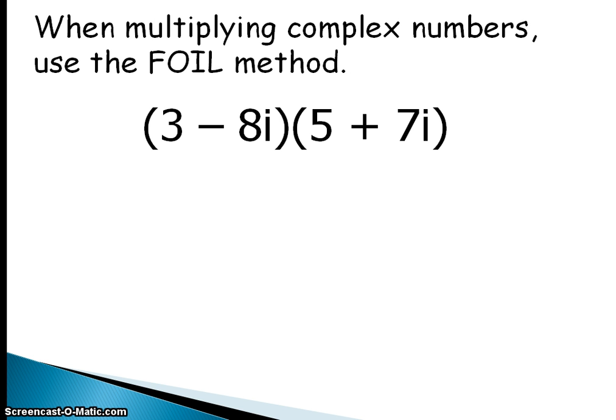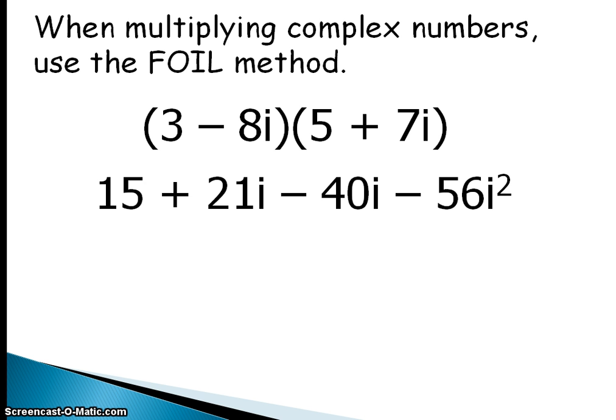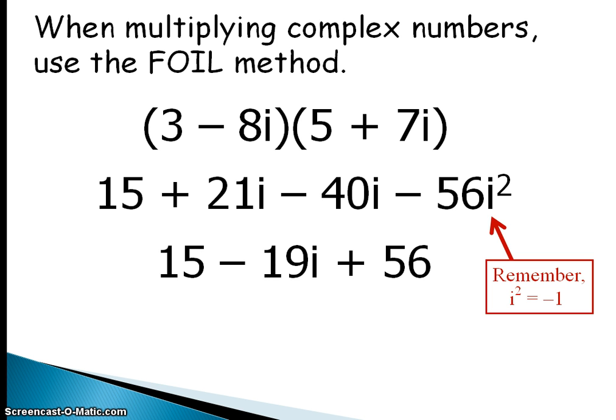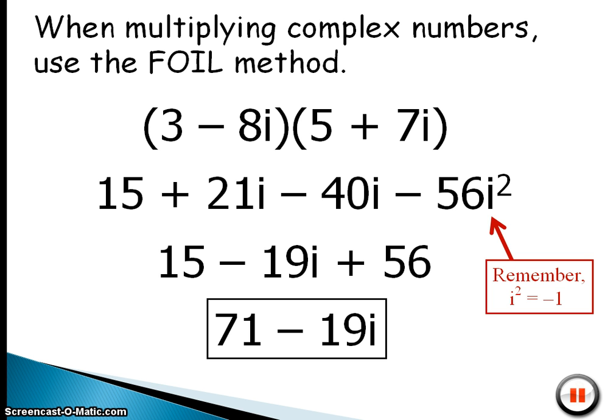When I am multiplying complex numbers, I use FOIL. Remember that i squared is equal to negative 1, so I can simplify that. I end up with 15 minus 19i plus 56, which simplifies to 71 minus 19i. Please pause now and write down this example in your notes.